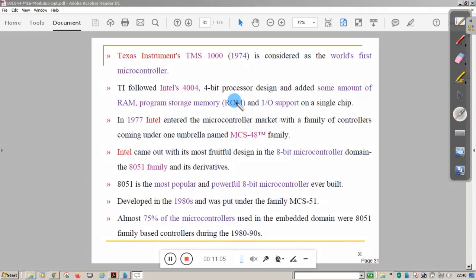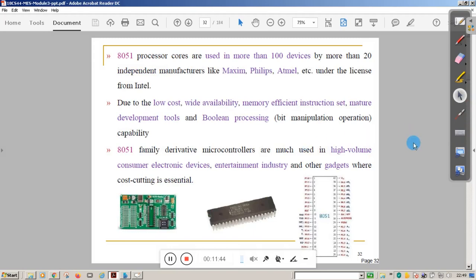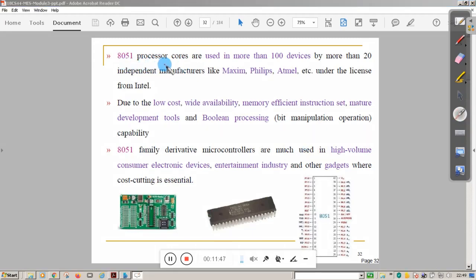If you see the history of the microcontroller, the first microcontroller was from Texas Instruments, the TMS 1000, in 1974. The first microprocessor from Intel was the 4004, a 4-bit processor used in calculator design, and a calculator is nothing but an embedded system. Then in 1977, Intel came out with the 8051. It is an 8-bit microcontroller.